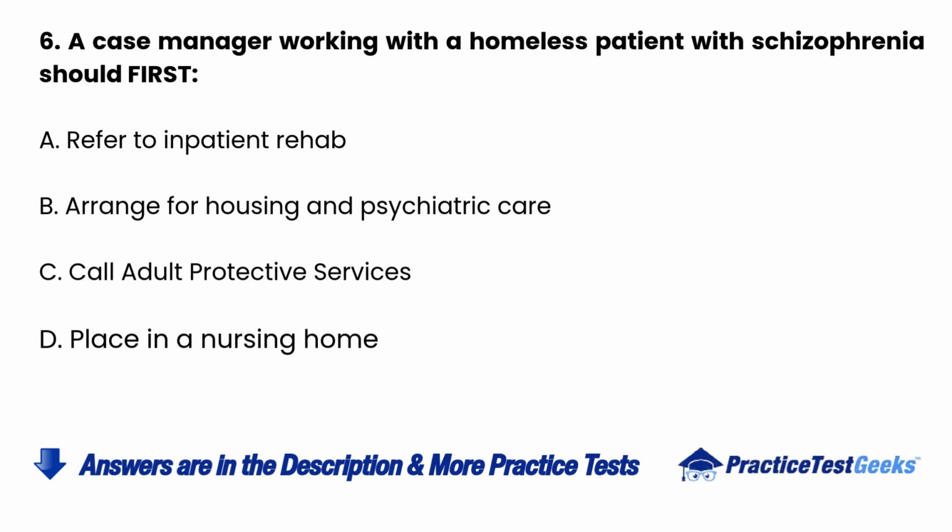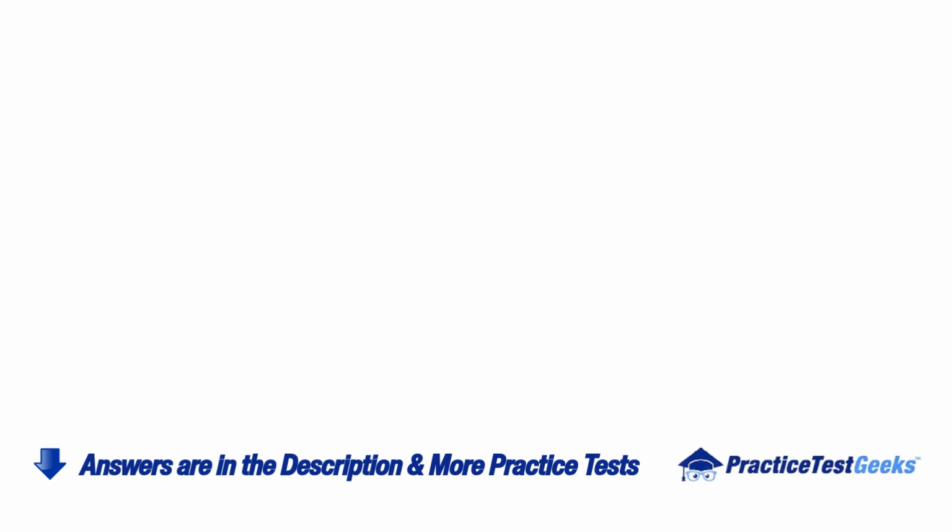6. A case manager working with a homeless patient with schizophrenia should first A. Refer to inpatient rehab. B. Arrange for housing and psychiatric care. C. Call adult protective services. D. Place in a nursing home.